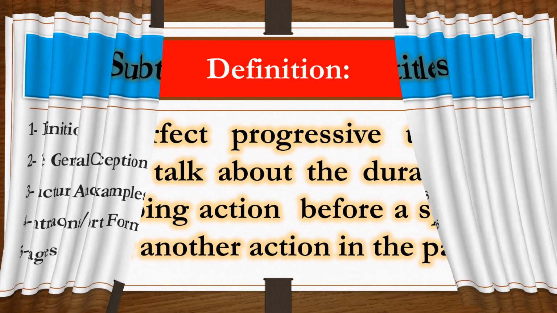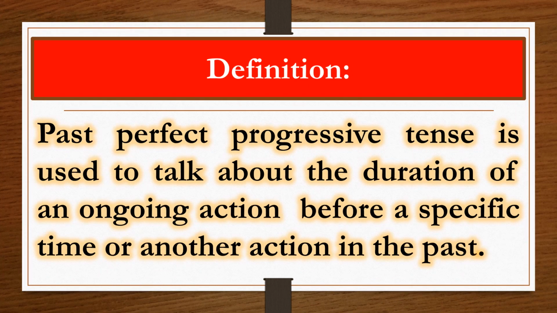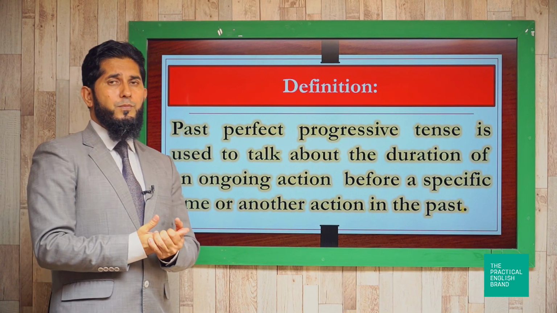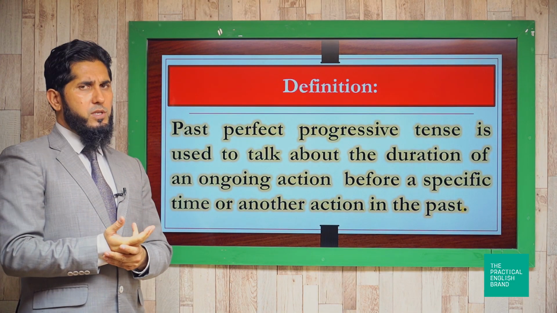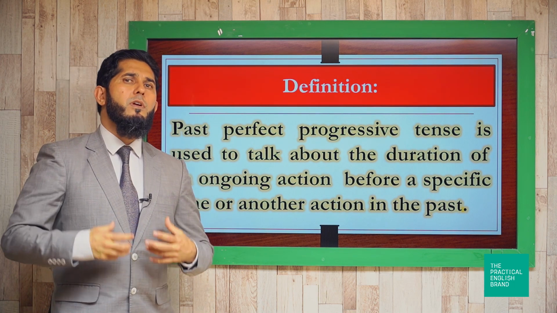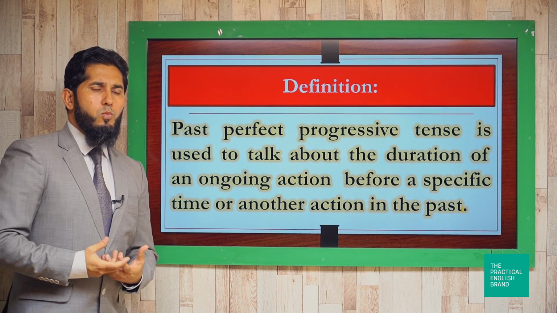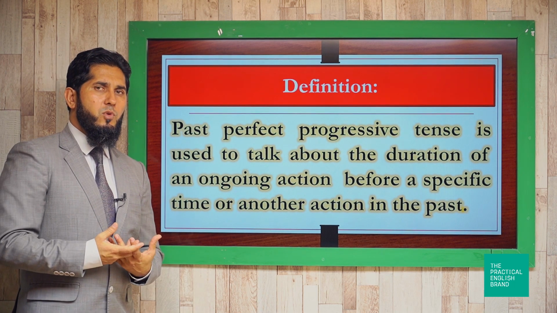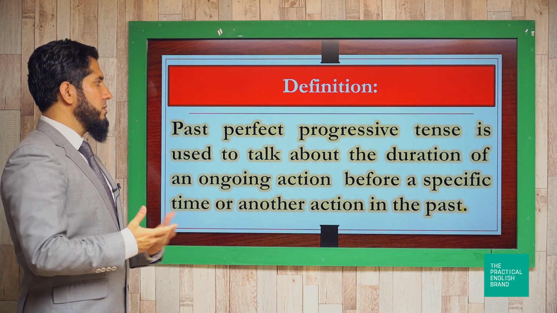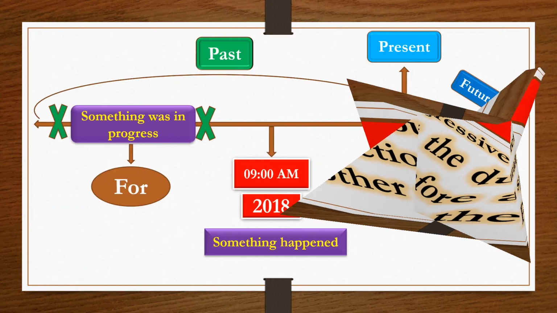So, on the next slide, there is the standard definition of this tense. Look, we use past perfect progressive tense to talk about the duration of an ongoing action before a specific time or another action in the past. Okay, this is the standard definition of this tense.